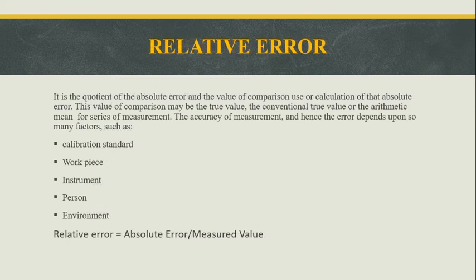Then, what is the relative error? It is the ratio between the absolute error and the measured value. The relative error is a ratio between the absolute error and the measured value. So we know what absolute error is: it is a comparison between the measured value and the true value, the conventional true value, or the arithmetic mean of a series of measurements.